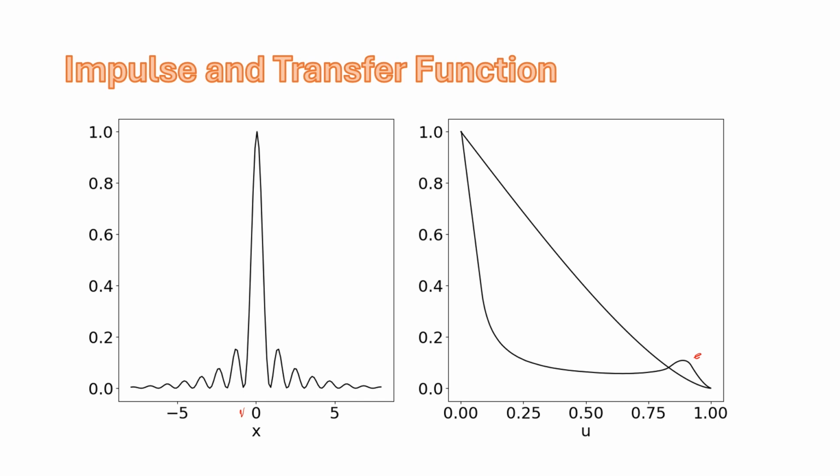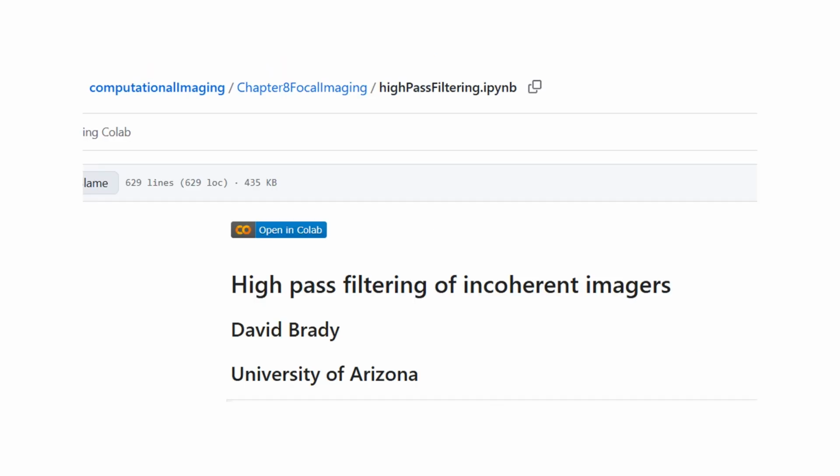So today we want to talk about whether this is a good idea, whether you actually get better SNR at the high frequencies than you would get if you didn't block the center frequencies. Okay, so this uses a Jupyter Notebook, which is on our course GitHub site. You can go look at high-pass filtering of incoherent images.